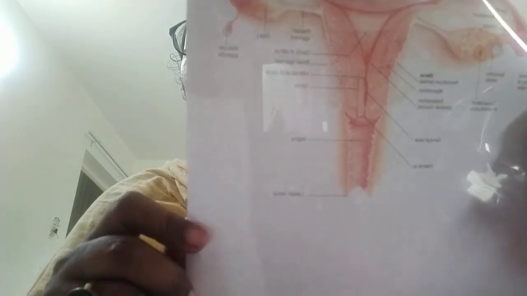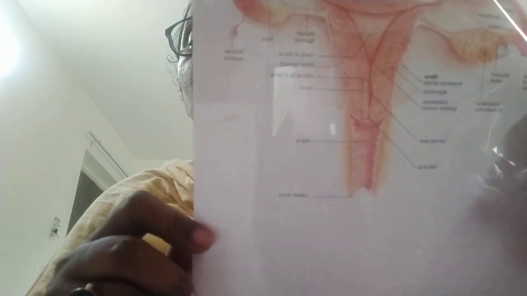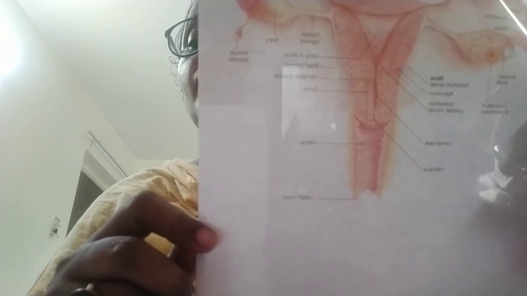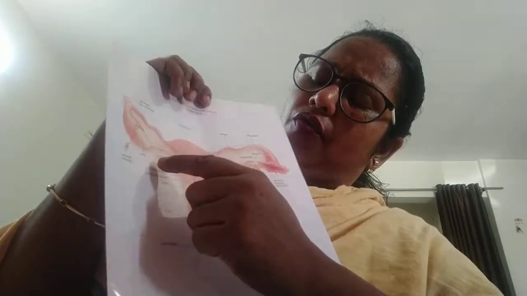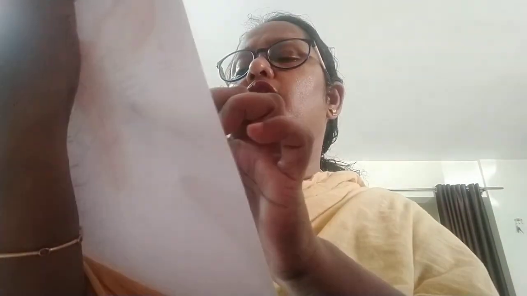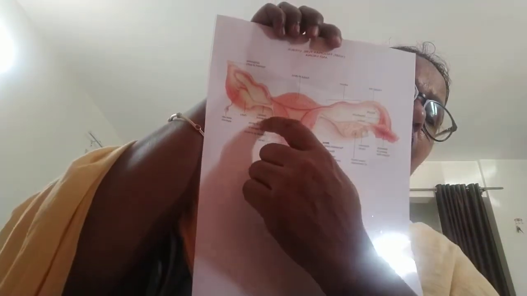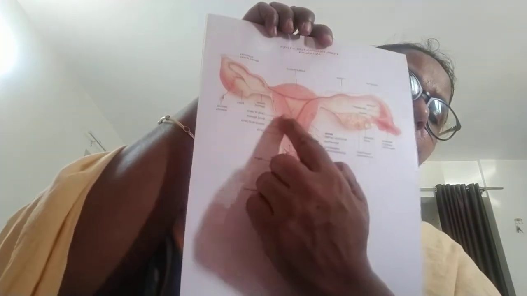It is an intraperitoneal gland without peritoneal covering. It is attached to the posterior layer of the broad ligament by the mesovarium, and it is suspended from the uterine cornu by the ovarian ligament. Near the ovary there is the ovarian ligament, and the broad ligament is here.